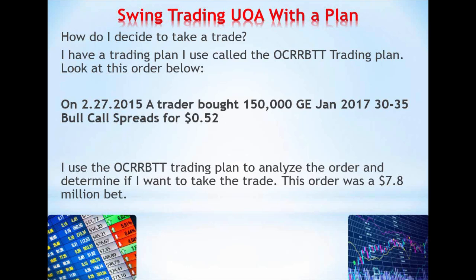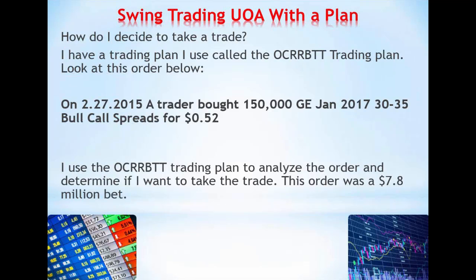And like I said, remember, GE is a stock that trades a ton of stock in a day, okay? And a 150,000 lot of call spreads might not even move GE to a point where that's 2 times the average daily options volume. So what's important about this order is the sheer size of the capital requirement that they are putting on to get long GE. So on the 27th, a trader bought 150,000 January 2017 30-35 bull call spreads in GE for 52 cents.